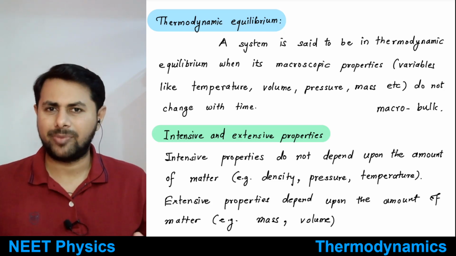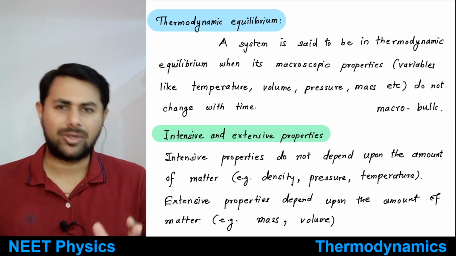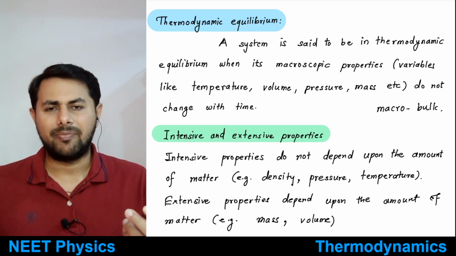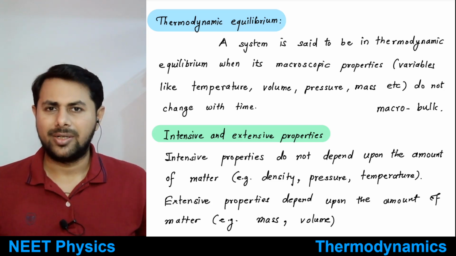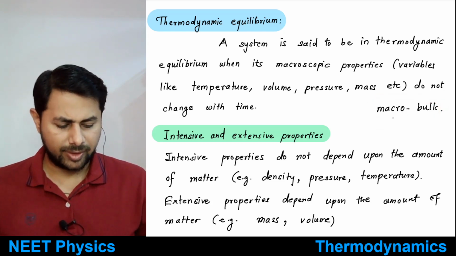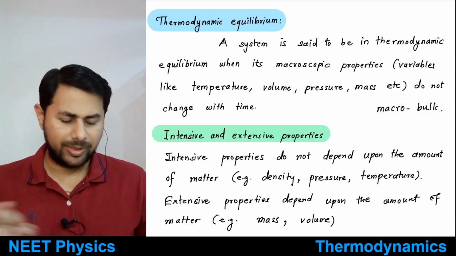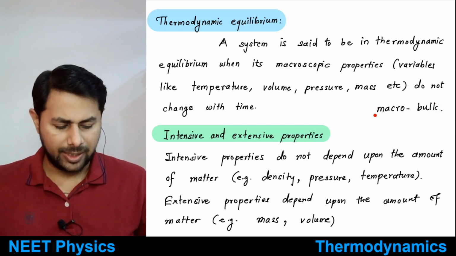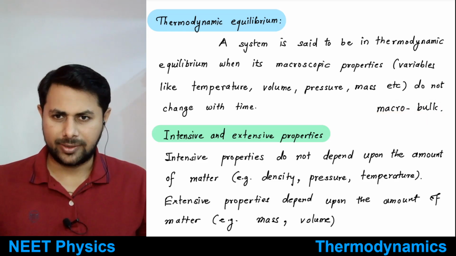But what is a macroscopic property? Suppose the temperature of the system, the volume of the system, the mass of the system, these are macroscopic quantities. The quantities which are related to the amount of substance, right? Macro means bulk, the properties of a bulk system. These are macroscopic quantities, right?